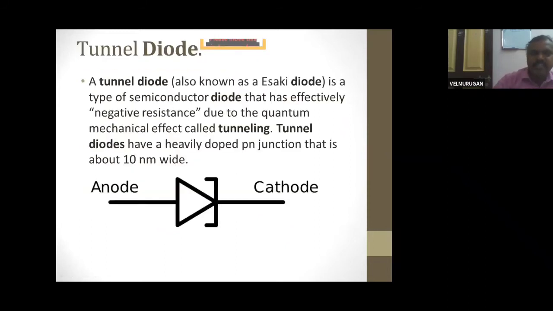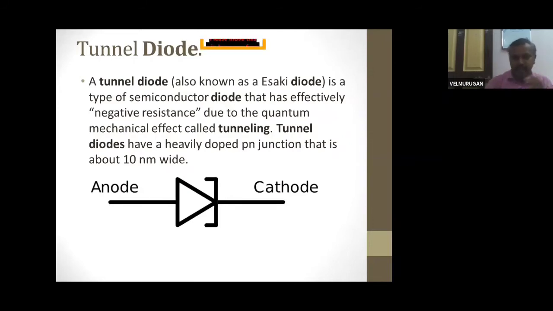First is the tunnel diode, also known as the Esaki diode. It is a type of semiconductor diode that has effectively negative resistance due to a quantum mechanical effect called tunneling. Tunnel diodes have heavily doped PN junctions about 10 nanometers wide, with an anode and a cathode. With this tunnel diode you get forward tunneling, that is, negative resistance. First of all, resistance means it creates a brake, or resistance, for the voltage or current flowing through the equipment.